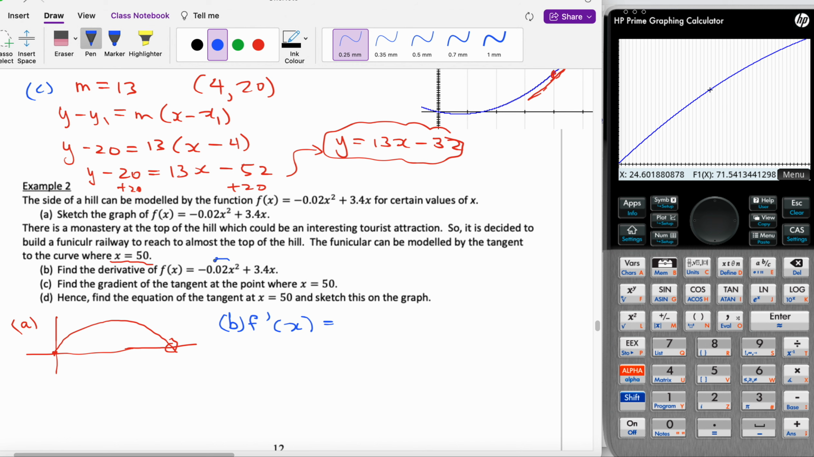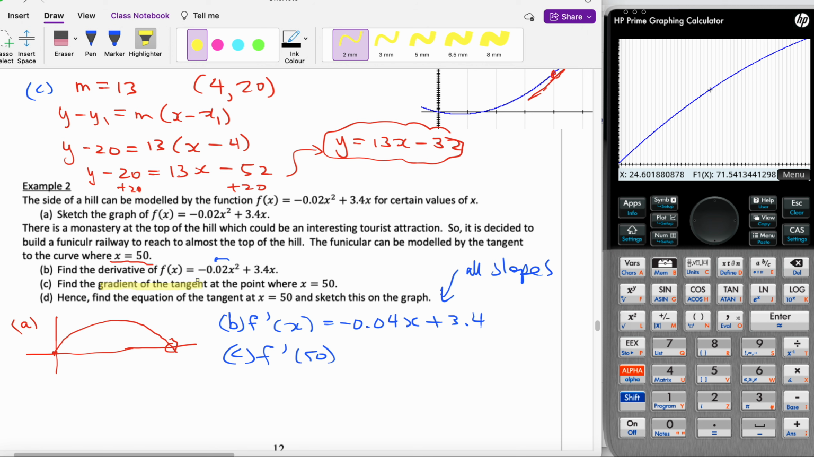derive. So this is going to drop. So this is going to be minus 0.04x plus 3.4. Remember what the derivative is: this is all the slopes. Find the gradient of the tangent when x equals 50. So now find the gradient. As soon as you hear gradient of a tangent, slope of a tangent, you hear derivative. So what they're asking us to do is just substitute this in.